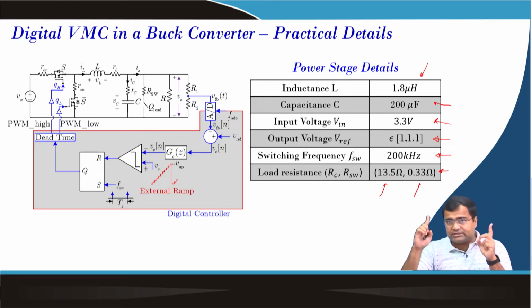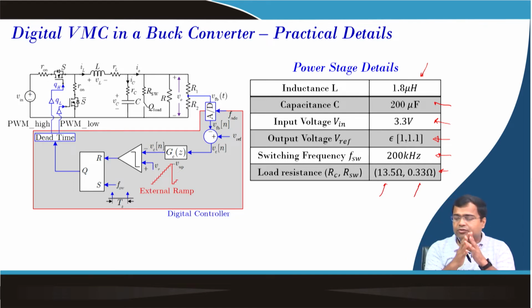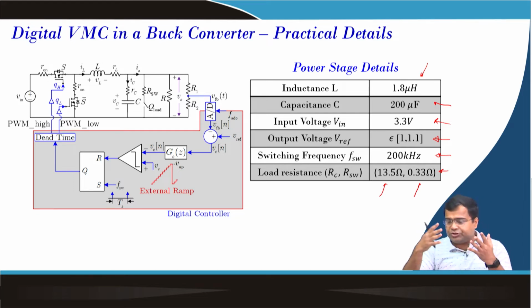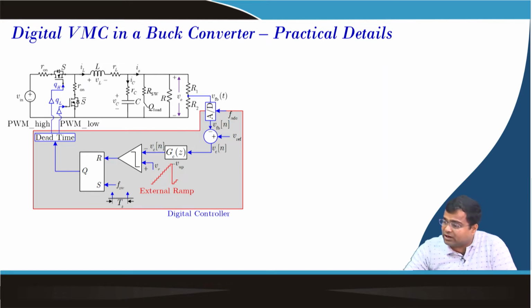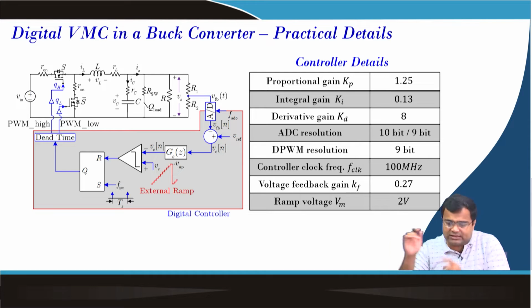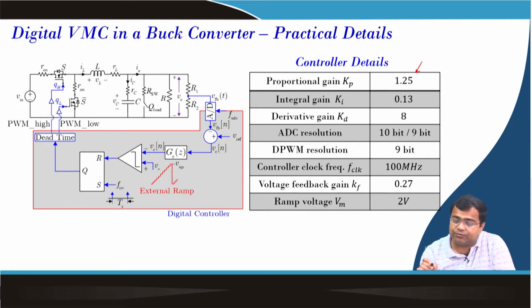If Q load is high, this will come in parallel with the load resistance. If Q load is 0, then this will be disconnected. For reference transient, we are going from 1 volt to 1.1 volt. So, let us go into detail. We are setting the proportional gain to 1.25, integral to 1.3, and derivative to 8, and we have discussed the hardware implementation using Verilog. Though we are using an 8-bit ADC, we are discarding 1 bit to avoid any limit cycling effect, and the DPWM resolution is set to 9 bits.